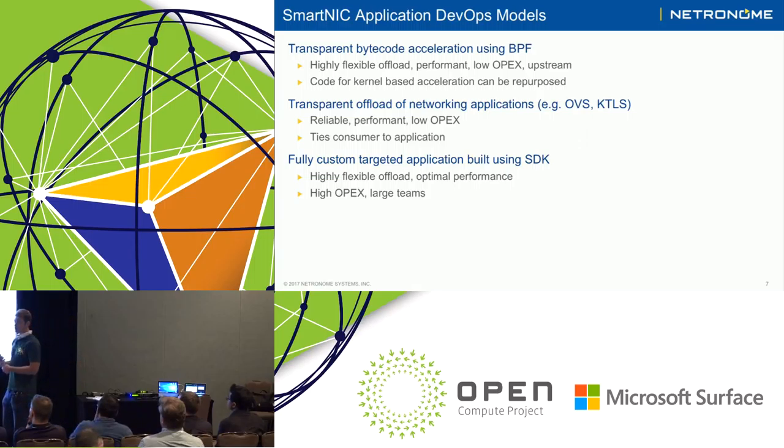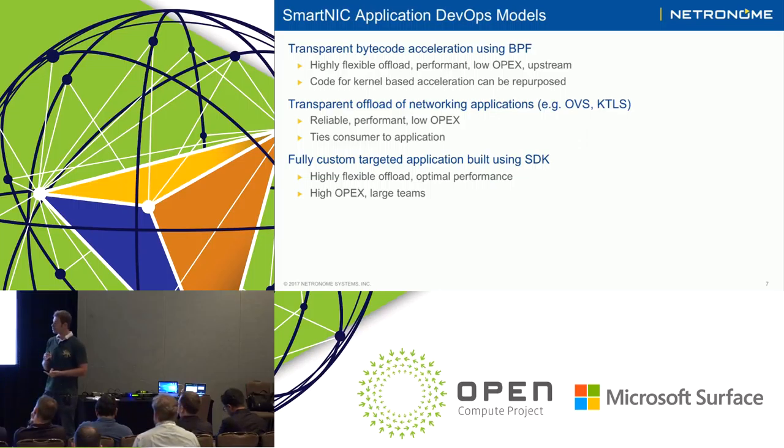It's used for DoS-type filtering. It's used for load balancing. There's even talk at the moment where VMware are busy working on implementing OVS as a BPF program. So this is somewhere where there's a significant amount of traction at the moment in the Linux kernel community. And this is something which we've focused on offloading. It gives us a way of effectively offloading a bytecode.